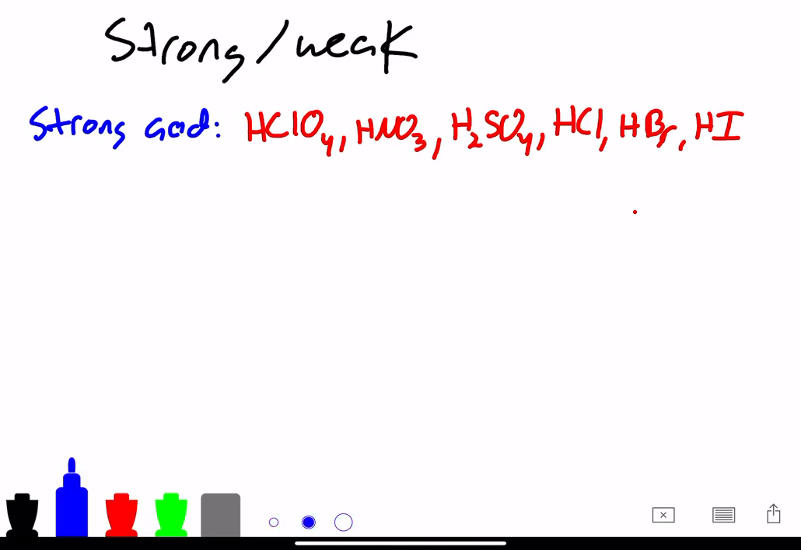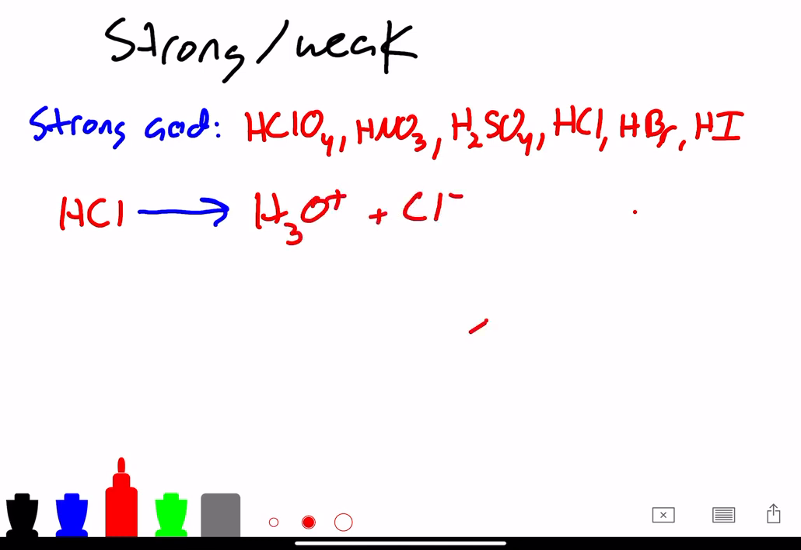So all this means is that they dissociate completely. So when you put, for instance, HCl in water, you get 100% products, which would be H3O plus and Cl minus. Okay, and that's what a strong acid is.